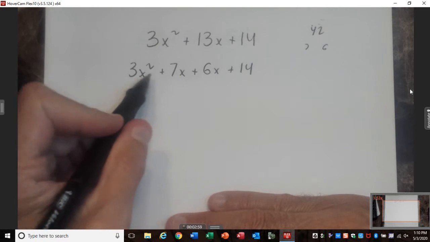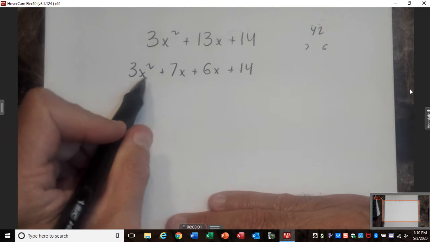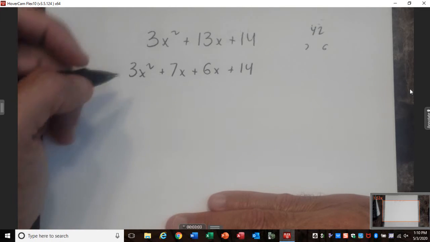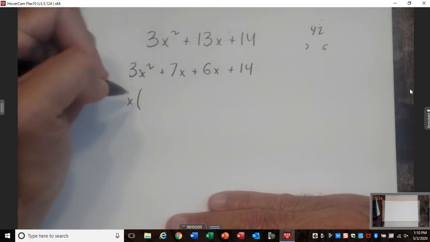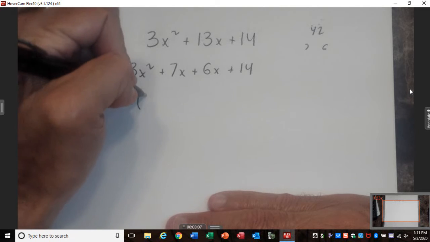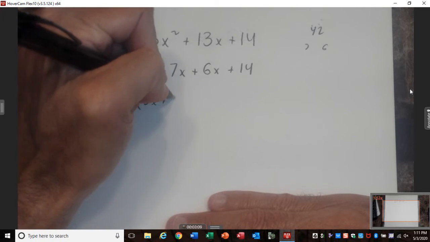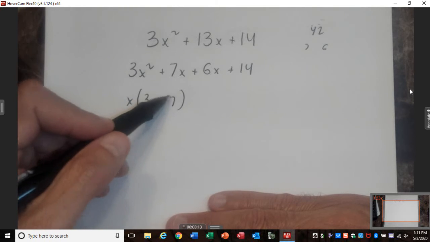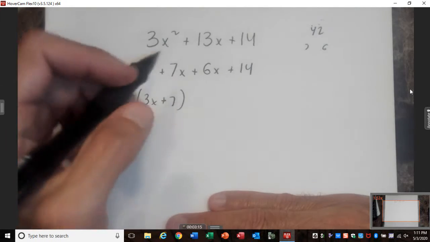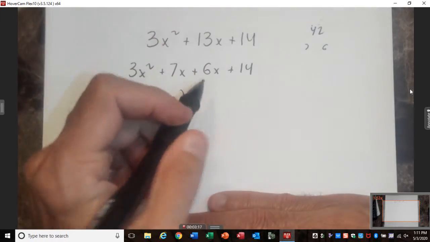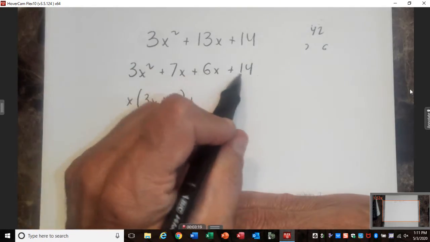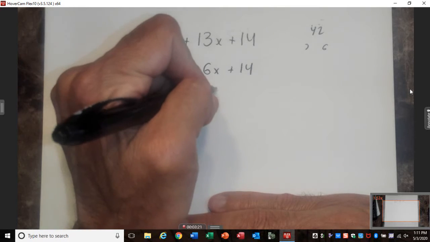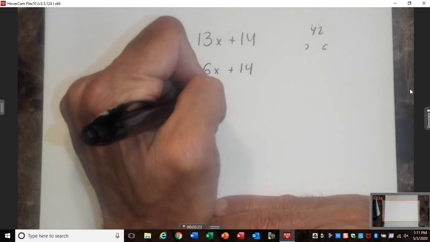Okay, what's common here? Just these first 2 terms. You got to ask yourself, what's common? What's common here is an x. And what you're going to do now is divide by x. You're going to get 3x plus 7. And by the way, just a quick distribution, 3x squared plus 7x should be easy for you. Okay, and then plus, because these are plus signs, what's common here? Well, it looks like a 2, just a 2. So we're going to divide by 2, and we're going to get 3x plus 7.